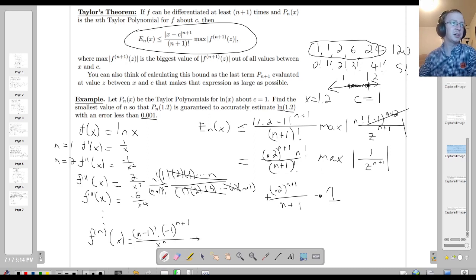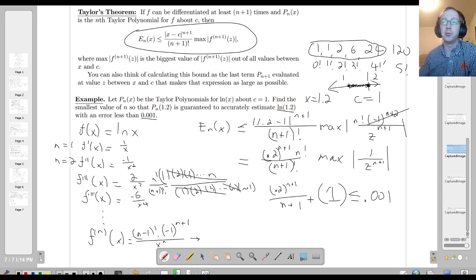Alright, so this is about as cleaned up as I can get it. 0.2 to the n plus 1 over n plus 1. Okay, now I want to make sure that this error is less than or equal to 0.001. That's what the problem requests. So I just want to find the first value of n that makes this expression smaller than 0.001.